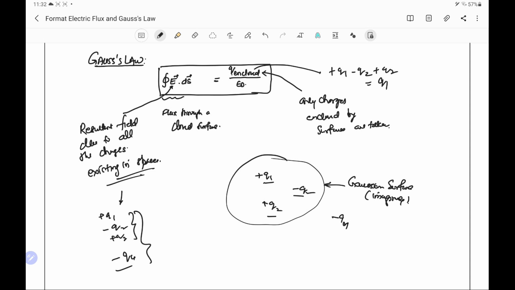Now take some examples which give more clarity about the Gauss law.